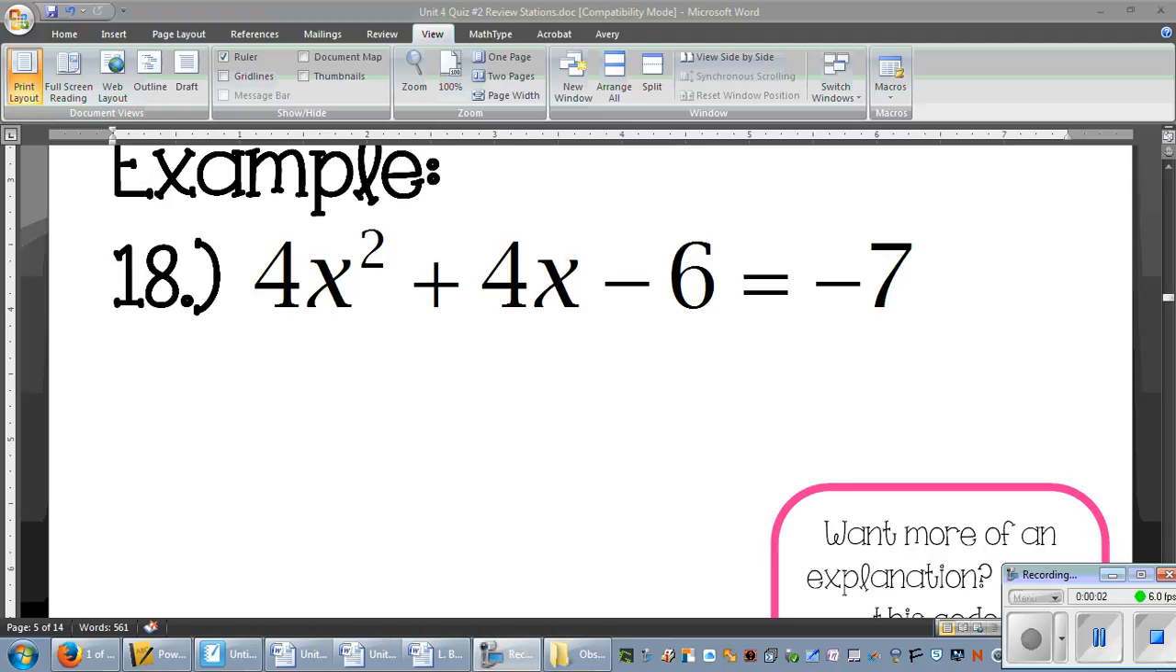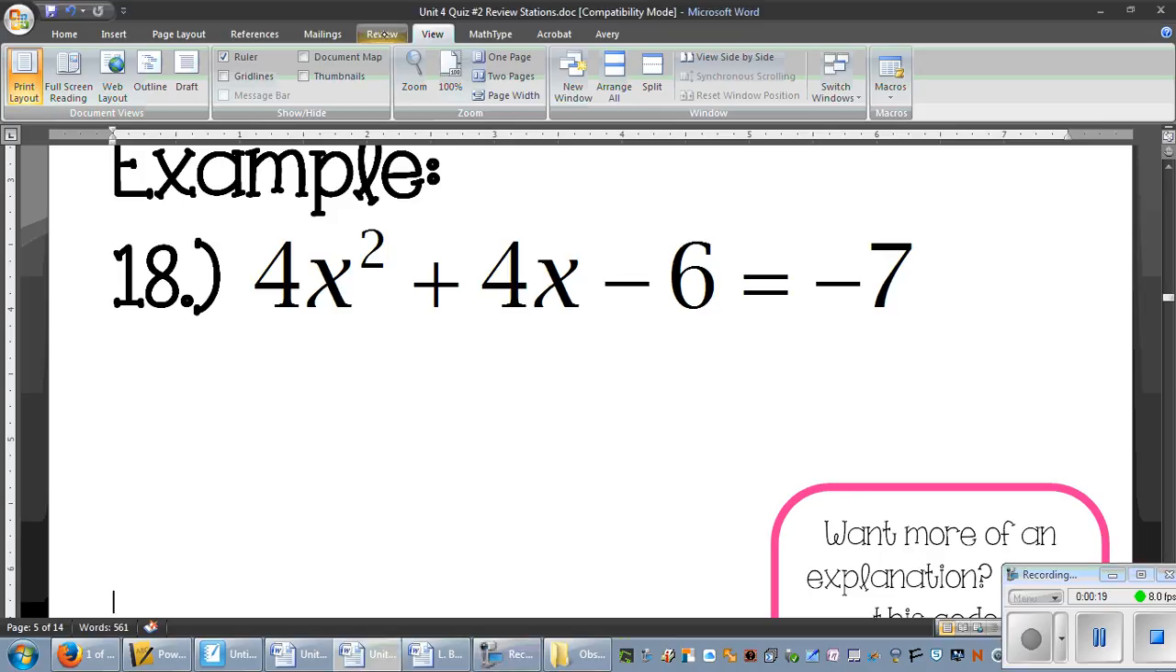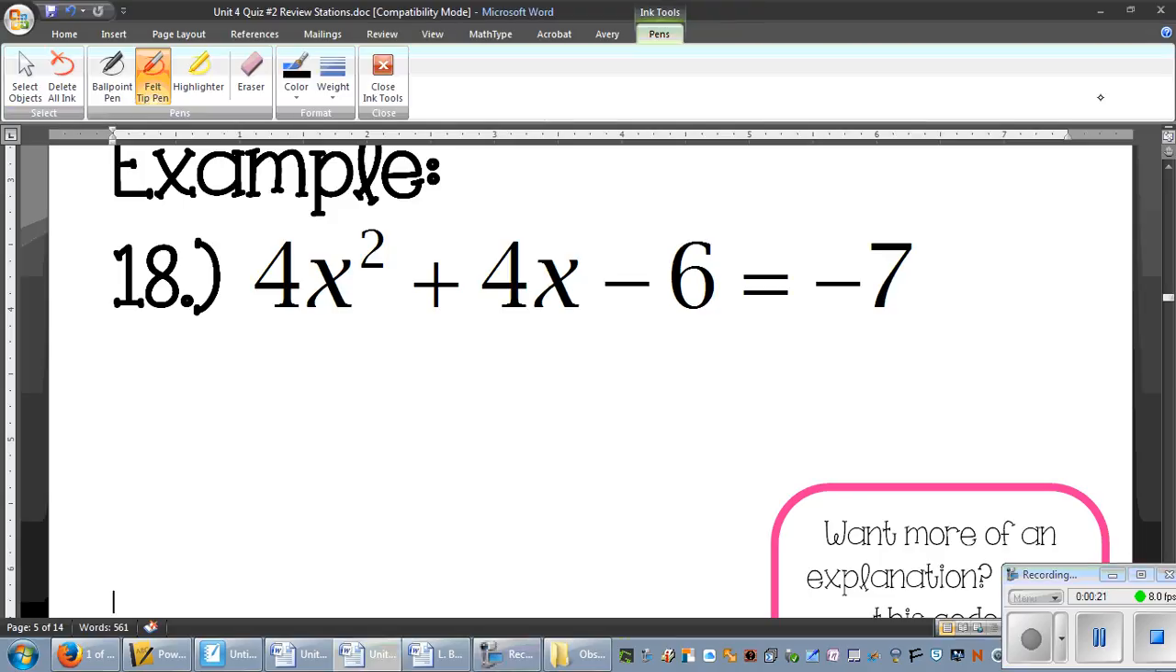Sometimes it's useful for us, instead of finding actual solutions, to just be able to determine the type of solutions. It tells us a lot about the graph, about what type of solutions we're going to end up with, and it also sometimes helps us decide whether we should factor or use the quadratic formula. And that process is called using the discriminant.